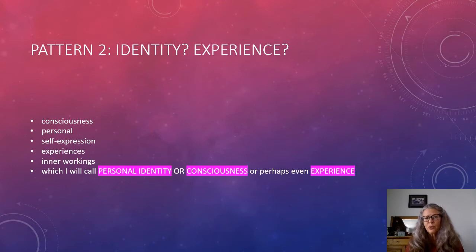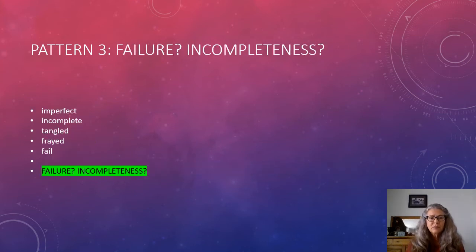I'm not really quite sure what to call this pattern yet. What I noticed was a series of words: consciousness, personal, self-expression, experiences, inner workings. I'm not quite sure whether this is personal identity or consciousness or perhaps even experience, but I have to name it something. So it's going to be one of those three, and I'm not going to be quite sure yet till I get further into Hennet's essay.